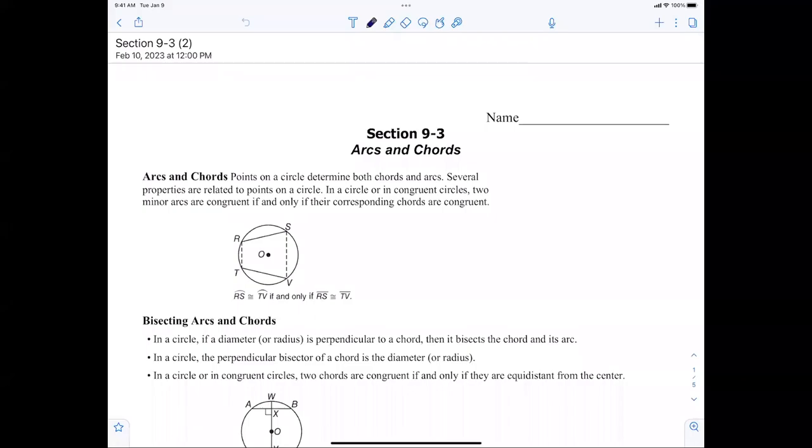All right, let's see what's going on. Section 9.3, arcs and chords.